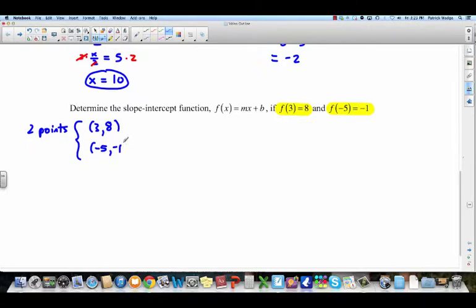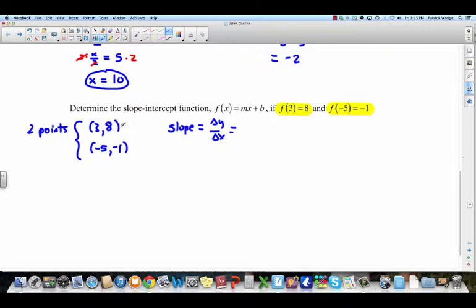Okay, so now our job is to find slope-intercept form when you know 2 points. Hey, we've done this a whole bunch of times. The first thing you need to do is figure out what's the slope. How are you going to do that? You're going to do change in y divided by change in x.